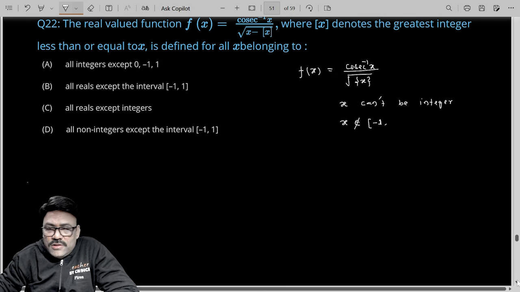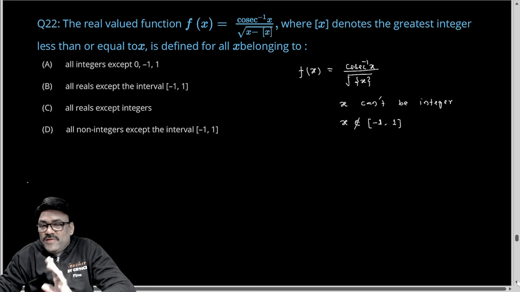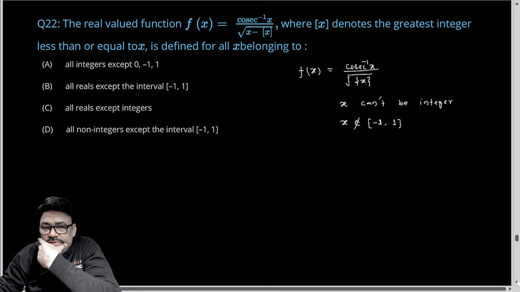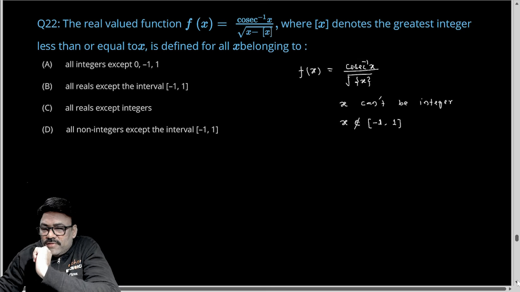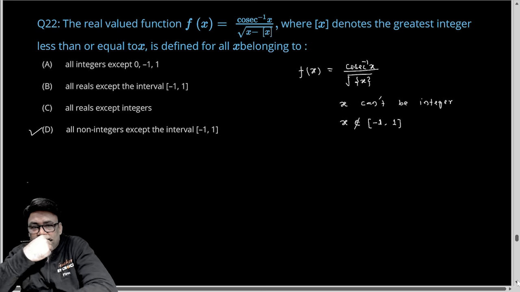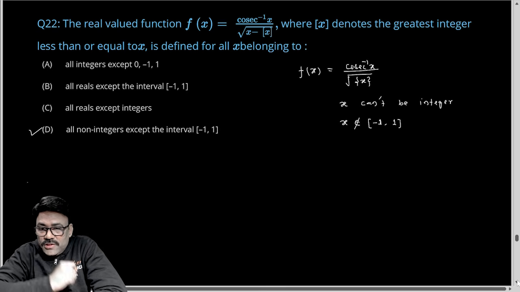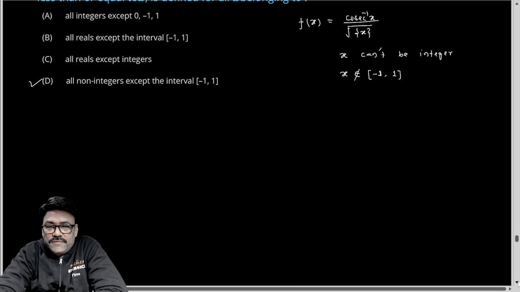So hence you can say that your function is defined for all real numbers except integers and except this interval. Your function is defined for all non-integral points except this interval. So this is the correct answer. The function is defined for all non-integral points except the interval minus 1 to 1. Between minus 1 and 1, actually cosecant inverse is not defined.